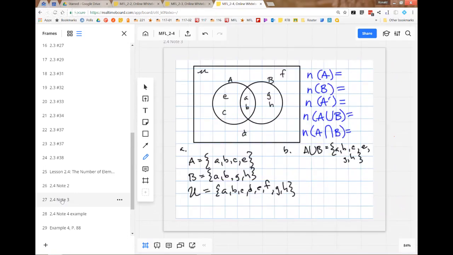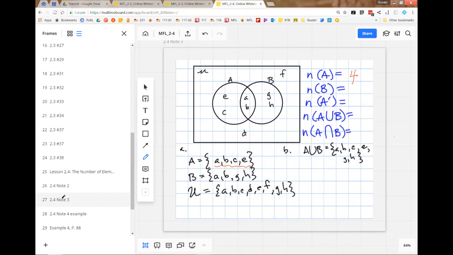I've got a picture here with a universal set, and sets capital A and capital B are intersecting. You can see I've got little small letter elements all over the place. I think you would agree that set A has A, B, C, and E in it, right? Does that look correct? Yes. Okay. So what's the cardinal number for set A? 4. Yep, up in the top right there.